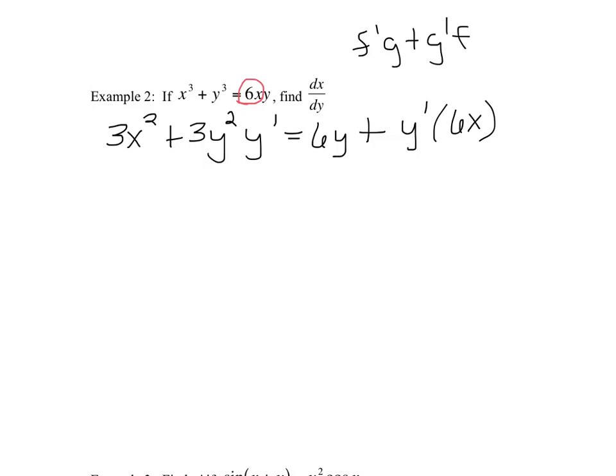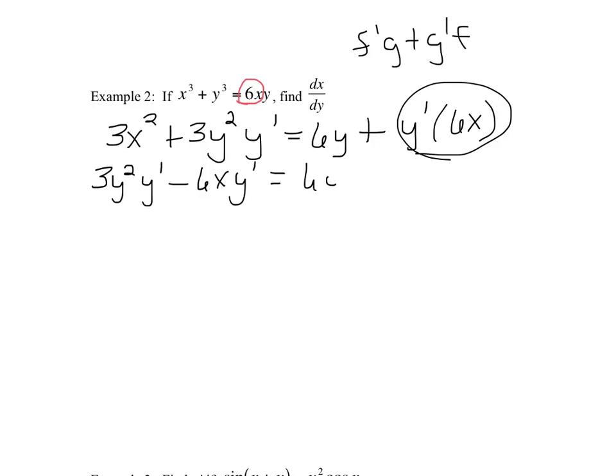All right, now my goal is going to be to get the y primes on one side by themselves and just solve for y prime. So I'm going to keep this one y prime that I have on the left already, but I'm going to subtract this y prime from both sides, so 6x y prime. And then I'm going to keep this 6y, but I'm going to subtract this 3x squared from both sides. Move it over to the other side.